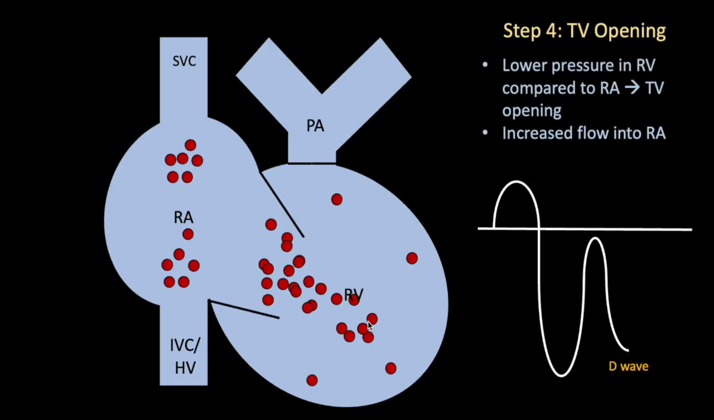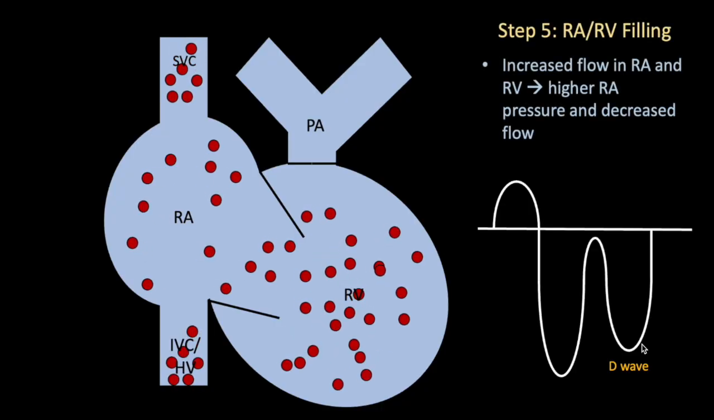Then you have the tricuspid valve opening up. There's lower pressure in the right ventricle compared to the right atrium. This leads to the tricuspid valve opening, leading to increased flow into the right atrium. So you get this D wave coming right here. And then eventually you get increased flow in the right atrium and right ventricle, leading to higher right atrial pressure and then decreased flow. And so you get this portion of the wave.